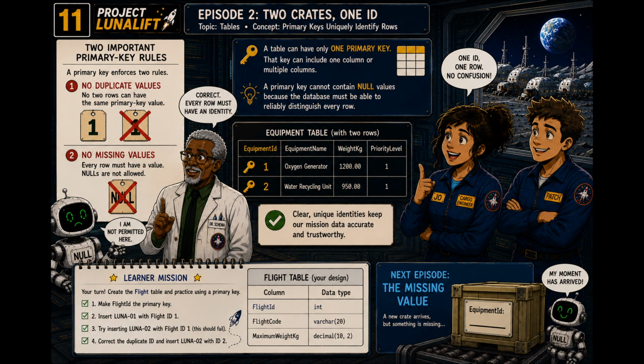A primary key enforces two important rules. First, its value must be unique. Second, its value cannot be null. Null represents missing or unknown information. A row cannot have an unknown primary identity because then the database could not reliably distinguish it from other rows. A table can have only one primary key, although that primary key can sometimes contain more than one column. We will explore that more advanced design later.